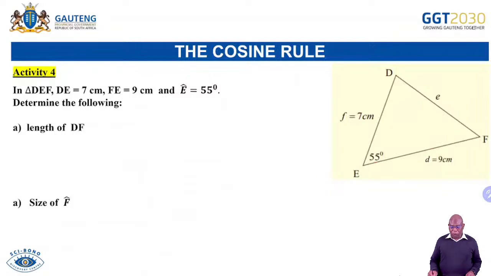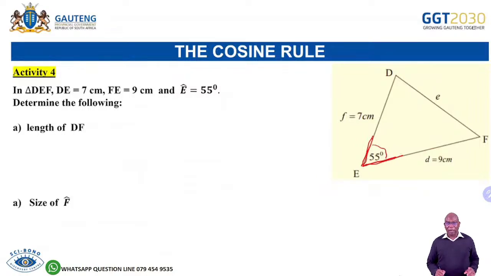The cosine rule, how did we say this one works? It works when we have the V. The line here must be given, the angle must be given, this line must be given. Then we can use the cosine rule. Now, what is the length of DF? I need to get the length of DF. DF is a small letter e, so I must use this one and that angle.